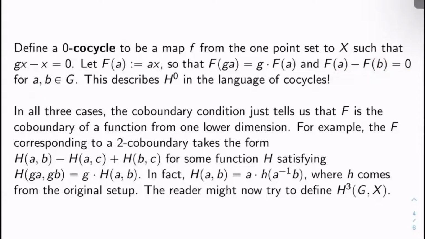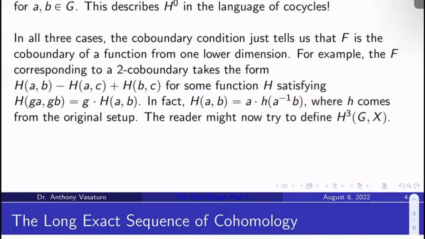So this is exactly the same thing we did for 2 and 1 cocycles. So we've described H0 successfully in the language of cocycles. Okay, so how do we think of coboundaries in this setup? Well, in all 3 cases, we can do it the same way for 0, 1, and 2. The coboundary condition just tells us that big F is the coboundary, or shouldn't this be cocycle, of a function from 1 lower dimension.